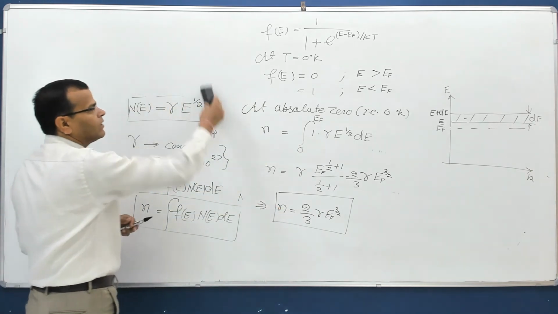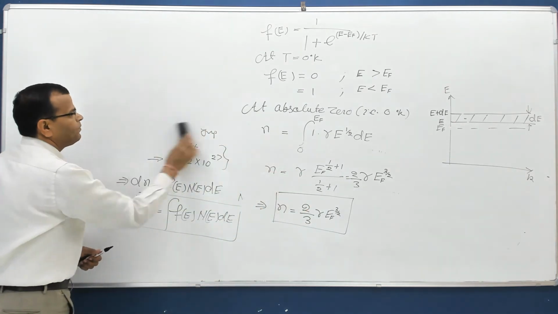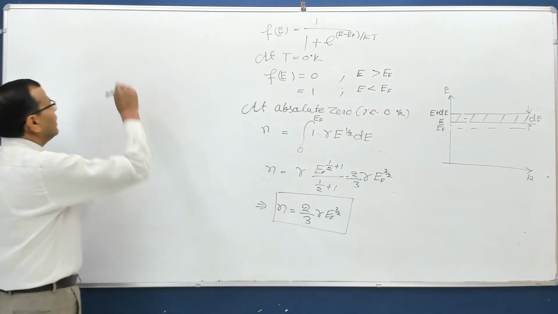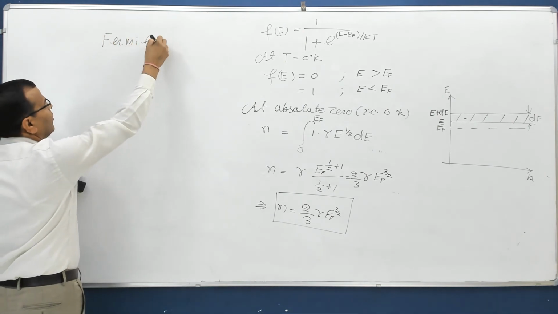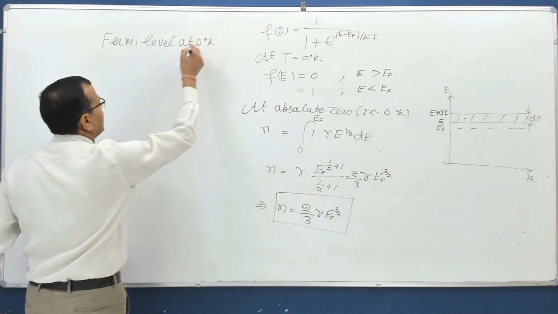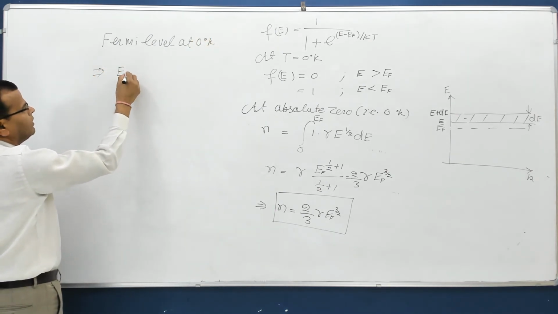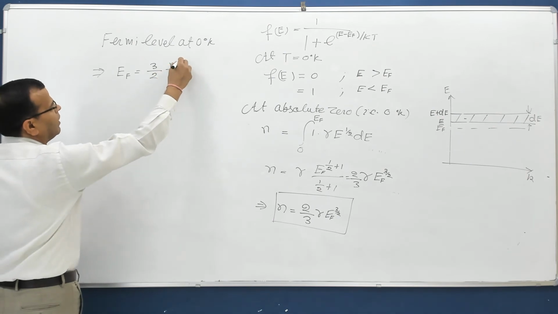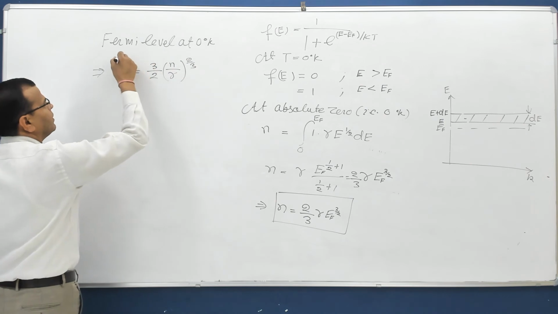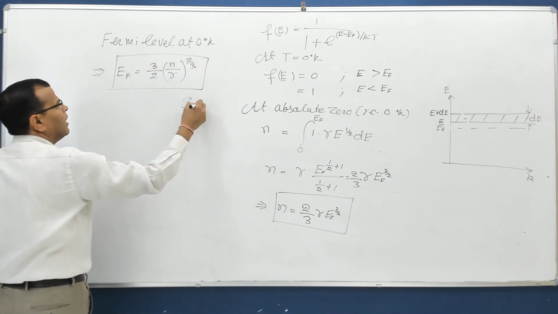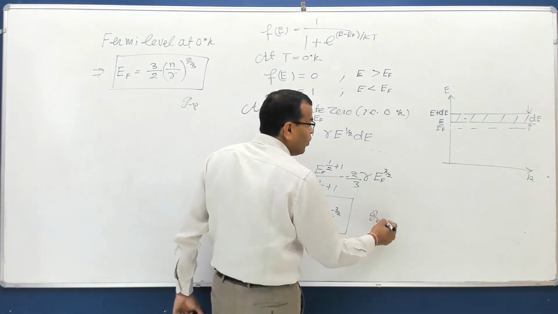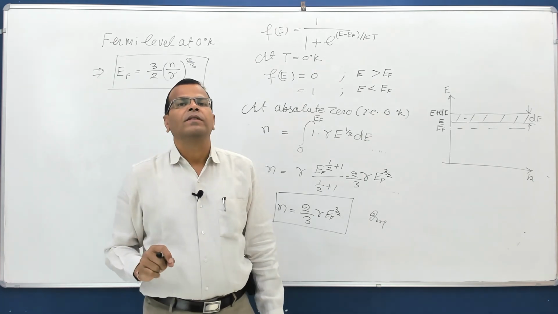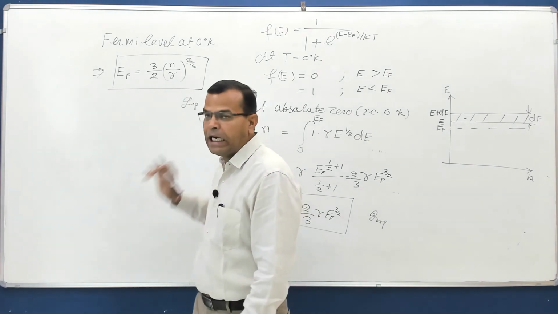So we will discuss that in case of semiconductors as well. Now I can write, suppose this is the concentration of electrons, and if you have to find this Fermi level, so I can say Fermi level at 0 K is nothing but EF is equal to (3 by 2 N by gamma) power 2 by 3. This is the Fermi level in case of metals. I repeat, this is to make you understand the concept of Fermi Dirac function, density of states, the concentration of electrons, and Fermi level in case of metals.